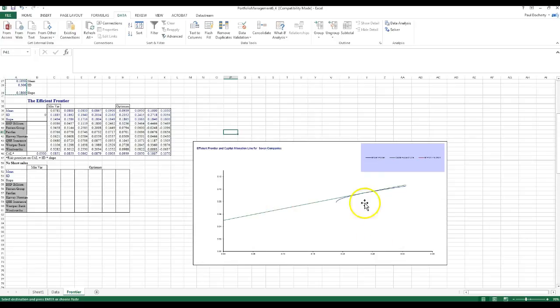In the next video, we'll discuss in greater detail how to generate these graphs, but that is creating an efficient frontier in Excel.